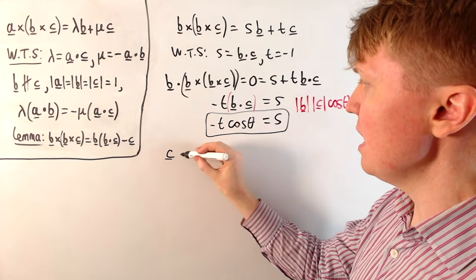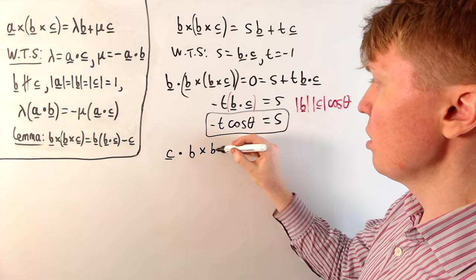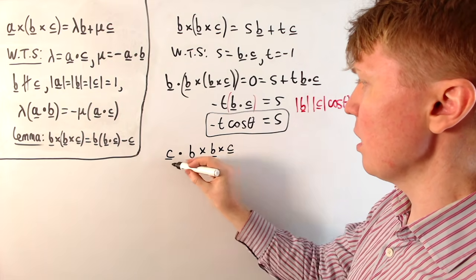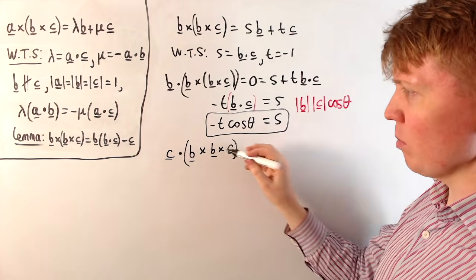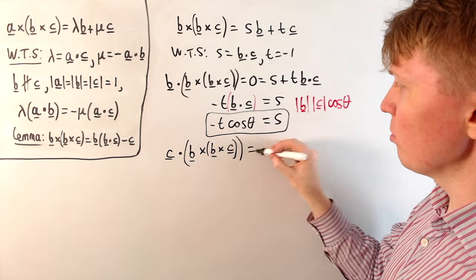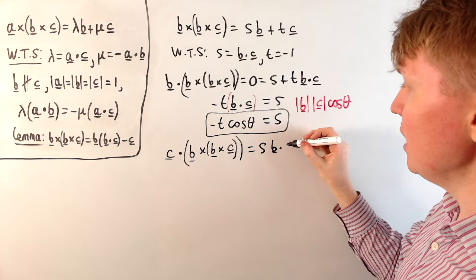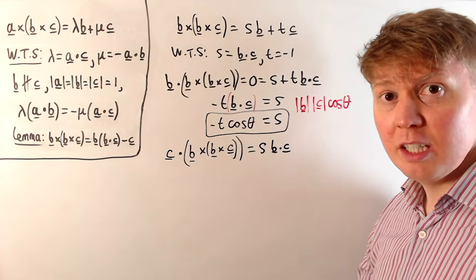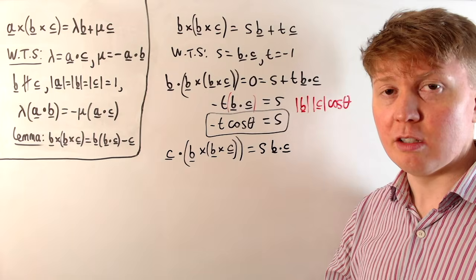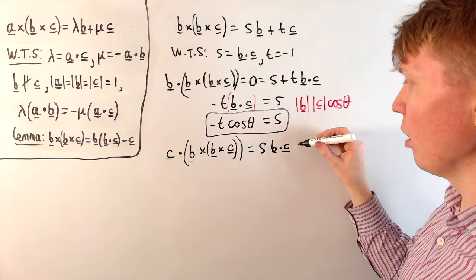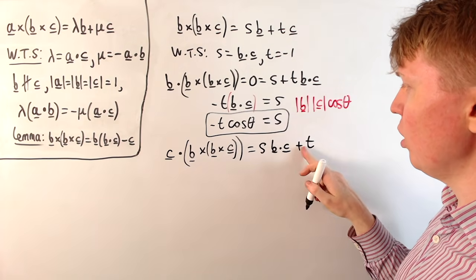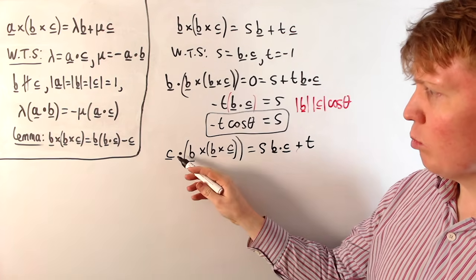So if we've got c dot b cross c like this, you can see we've now got a scalar triple product expression, which we'll be able to rearrange in a moment. And on the right hand side, we've got s times b dot c plus t times c dot c. But remember c dot c, because c is a unit vector, is just going to be 1. So we just have plus t times 1 effectively there. And now here we can rearrange this.